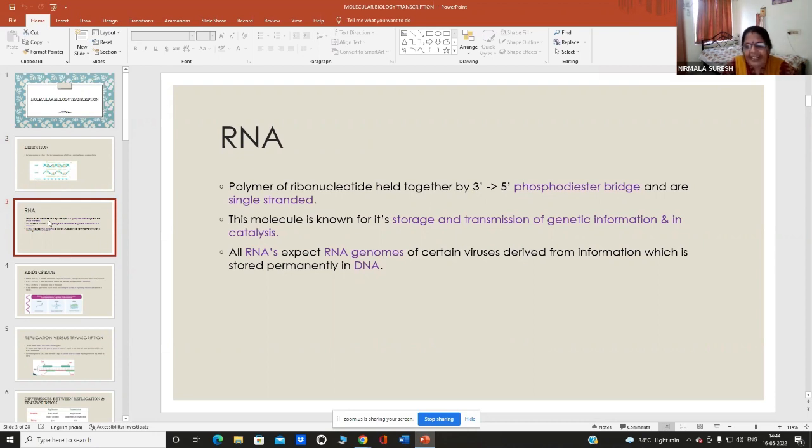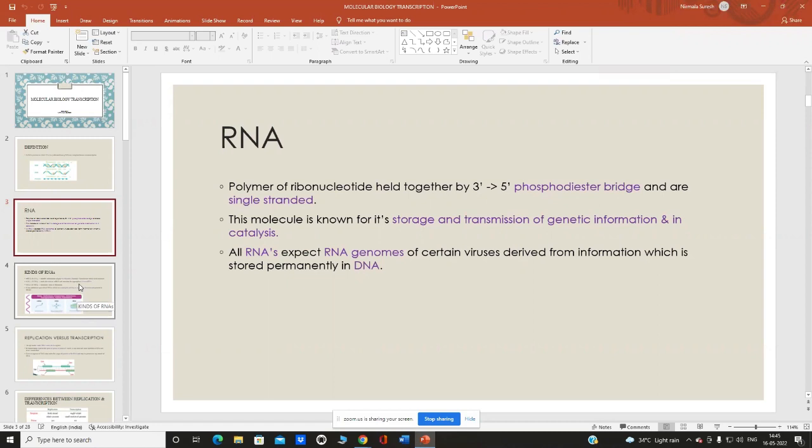Let us again and again insist on the fact that RNA is a single stranded molecule, DNA is a double stranded molecule. This molecule is known for its storage and transmission of genetic information and catalysis. The multiple roles of RNA, catalyst molecule, messenger molecule, genetic material, all that can be insisted. All RNAs, what do I mean by all RNAs? mRNA, tRNA, ribosomal RNA, except the RNA genomes of certain viruses, derived from information which is stored permanently in DNA. So the information in RNA is stored in DNA.